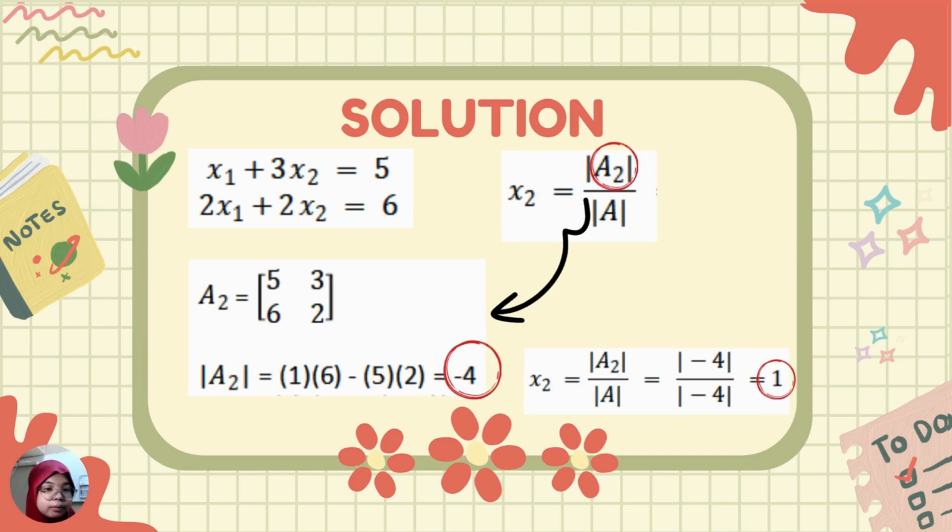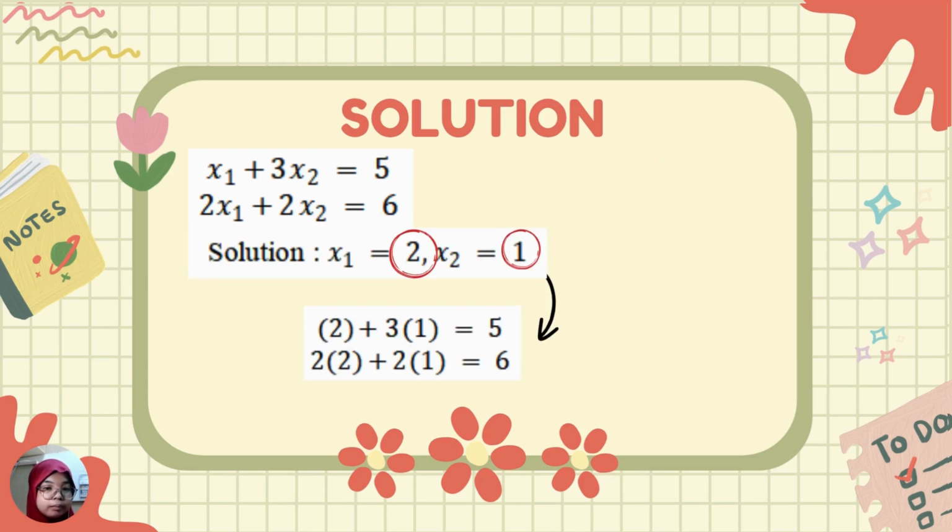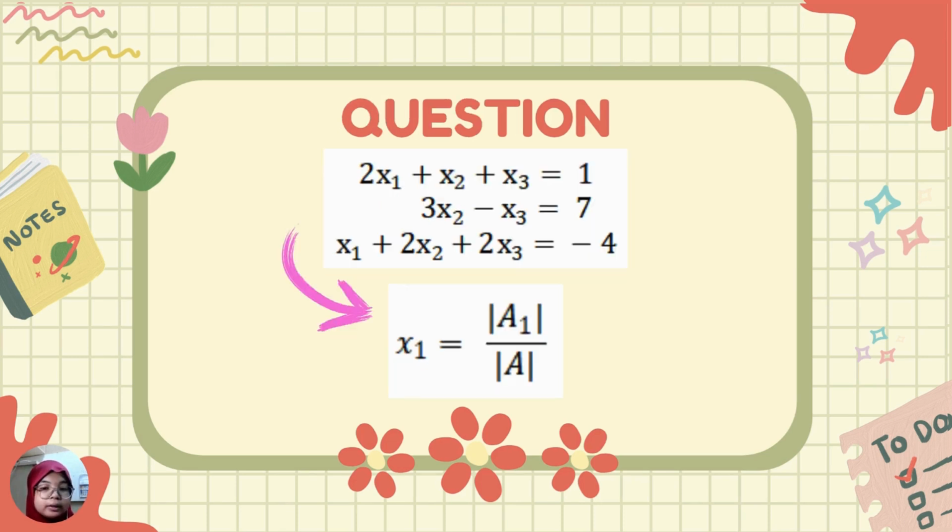Next we find the determinant of A2, which is equal to -4. So to find x2, we divide -4 by -4, and we get 1. So the solution is x1 equal to 2 and x2 equal to 1. We just input into the equation, so we get the right answer. That means the solution is correct.